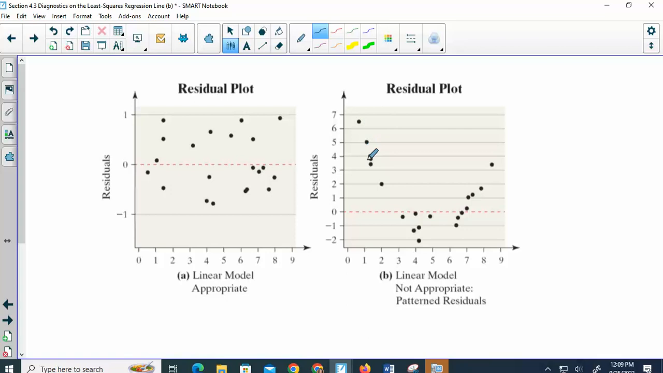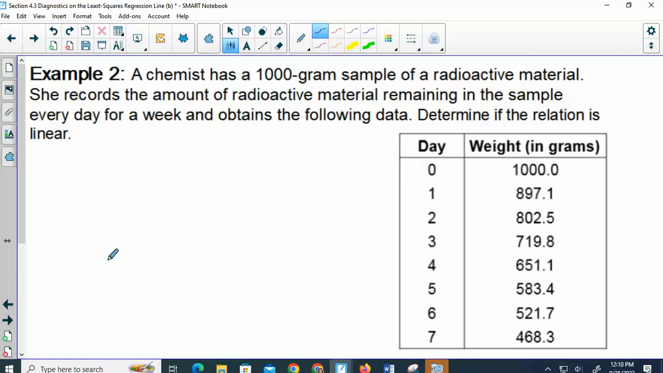This one's bad because we can see there's a pattern to it. It was pretty far off at the beginning. The middle of the data, it wasn't too bad, and then towards the end it starts being off again. So that would be a poor scenario.